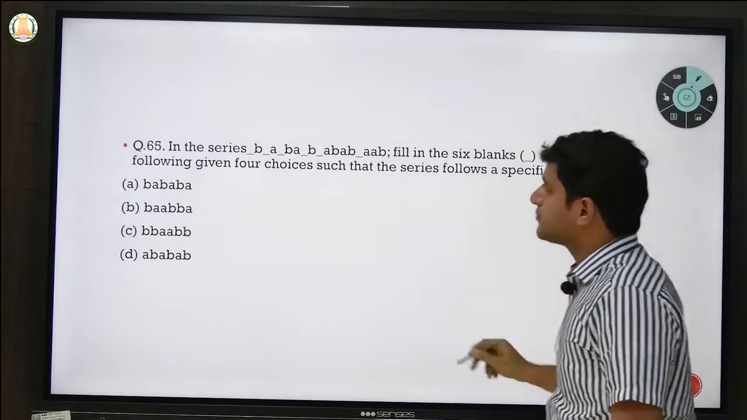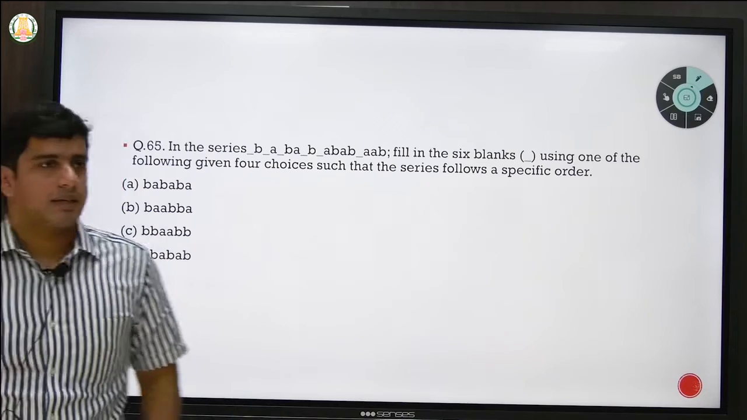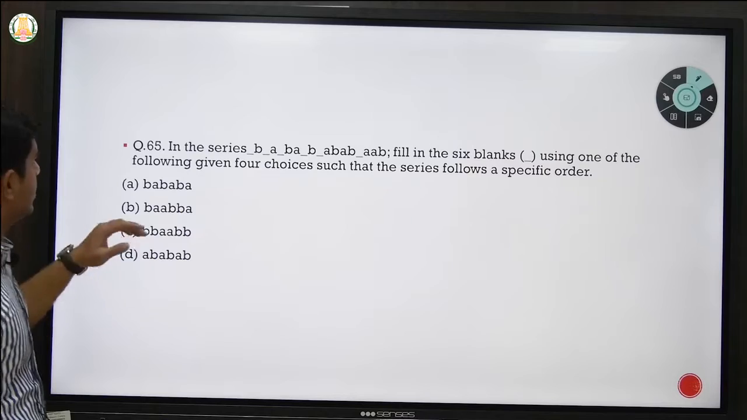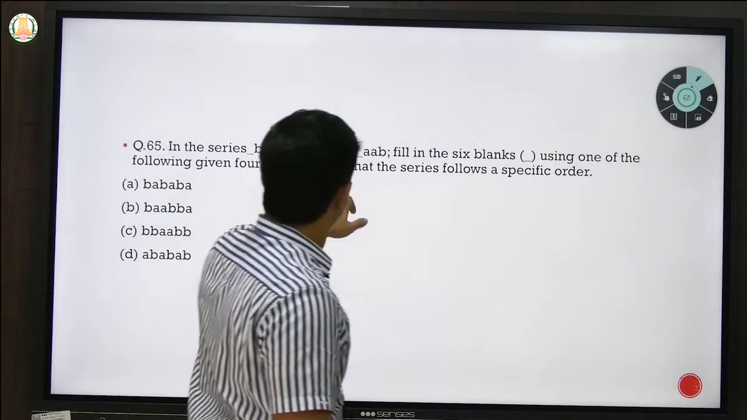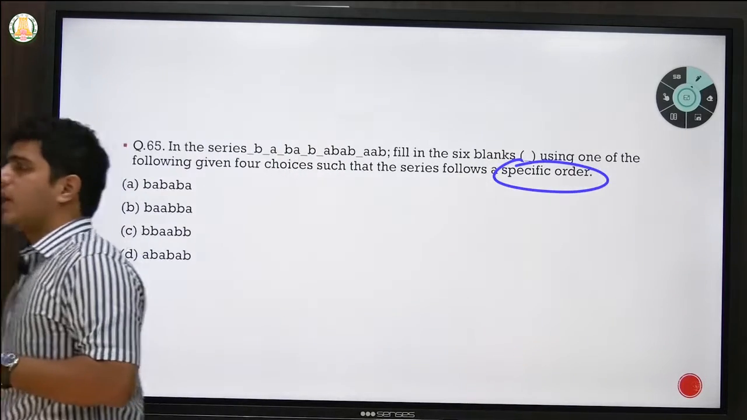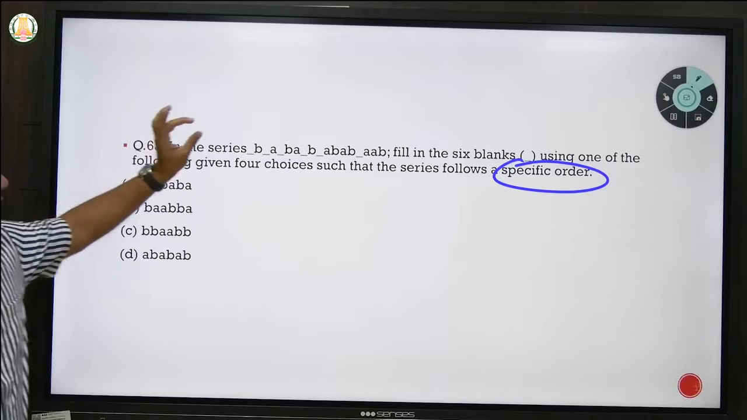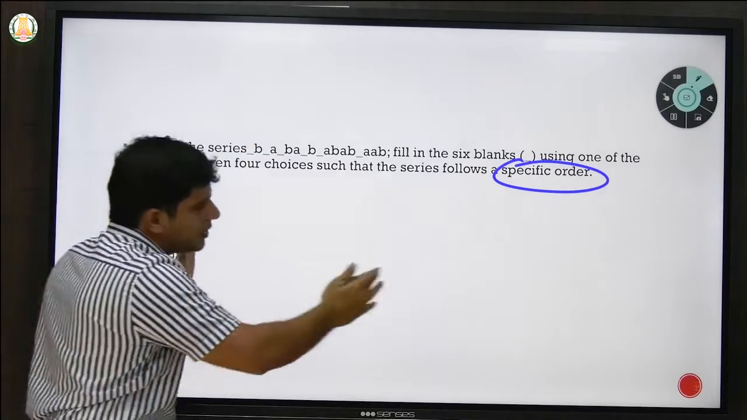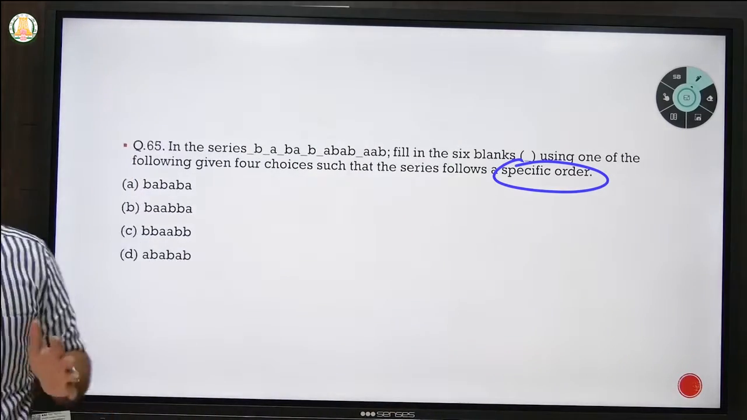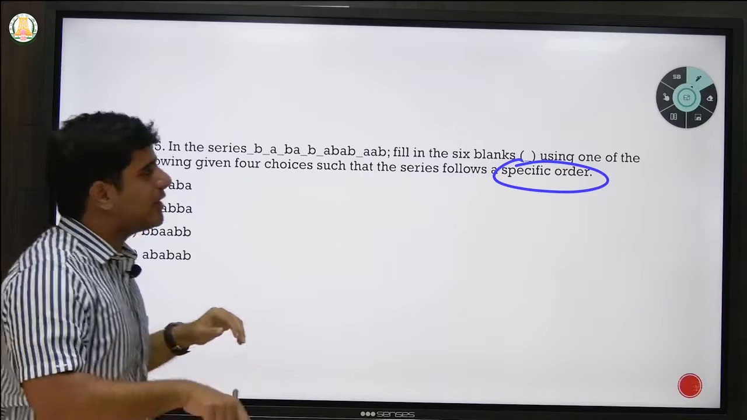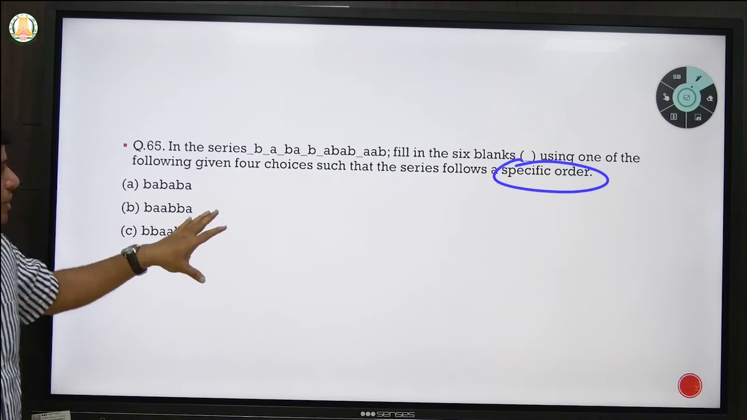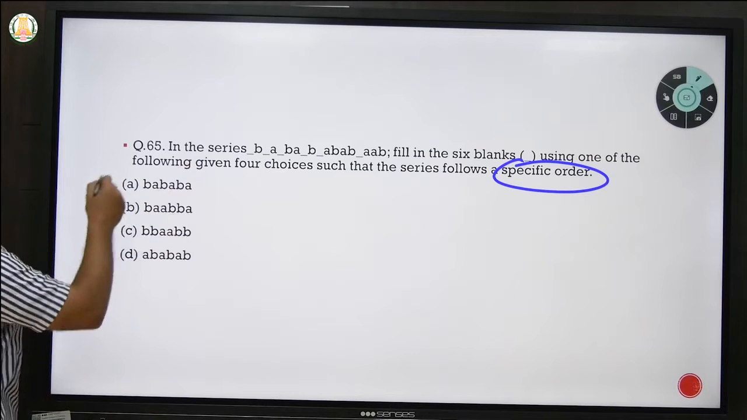Okay, so this is again a very repetitive model in CSAT. They'll give you one series and some blanks in it, and they say using one of the following given 4 choices such that the series follows a specific order. What it means is, if you plug these into the given series, you will find a pattern within the series, a uniform or a continuous pattern. That is what this question means. And every time such a question is asked in CSAT. So be careful on this question, and how we'll solve it is by applying the options.